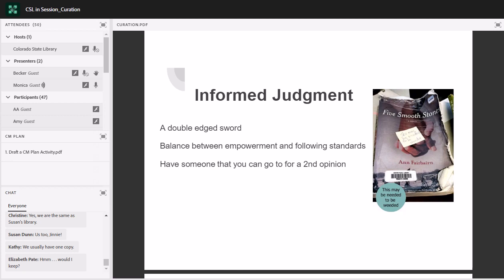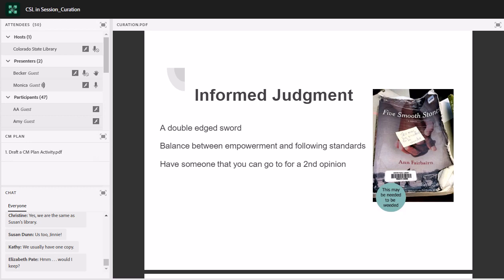And it's sort of a balance between following the empowerment of being able to do it and feeling like you can, but then also following those standards, because we don't want someone deleting all of our new Harry Potter books because we have too many. And then always having someone that you can go to for a second opinion.